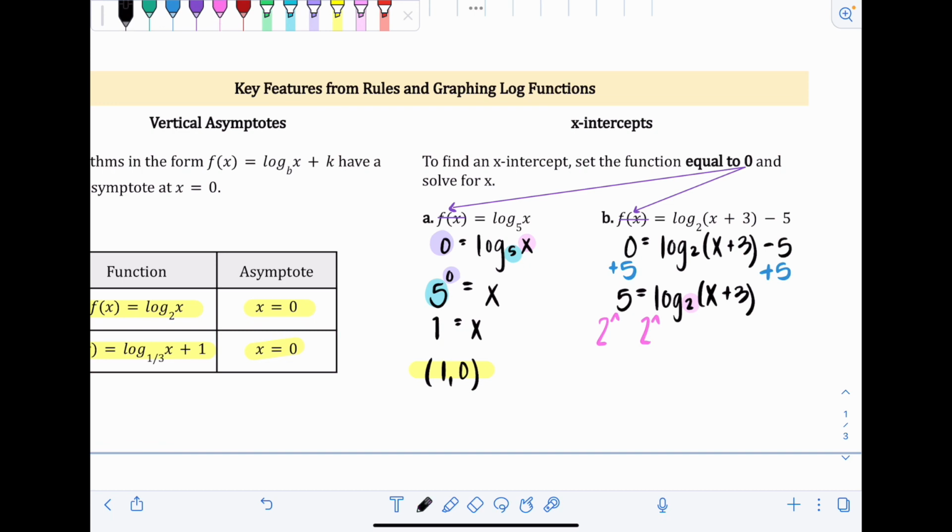And then 2 to the 5th is 5 2's being multiplied together, so it's 32. And 2 raised to the log base 2, these just wipe each other out, and it would leave us with just what we're taking the log of, so just x plus 3. And then if I want to get x completely by itself, I'd have to subtract that 3 over. So it would be 32 minus 3, so 29 equals x. So the x-intercept would be (29, 0).